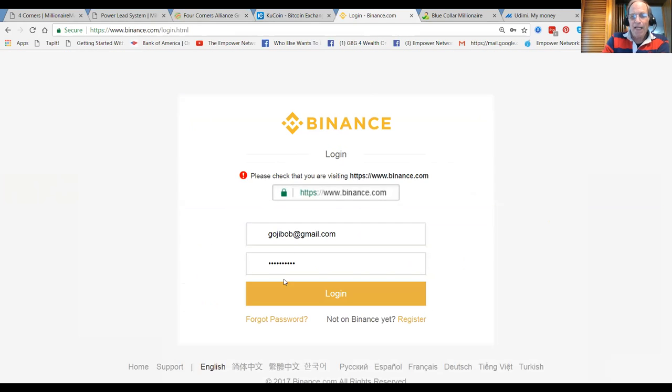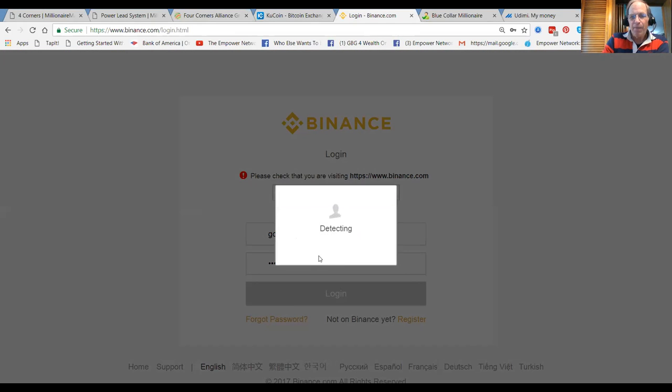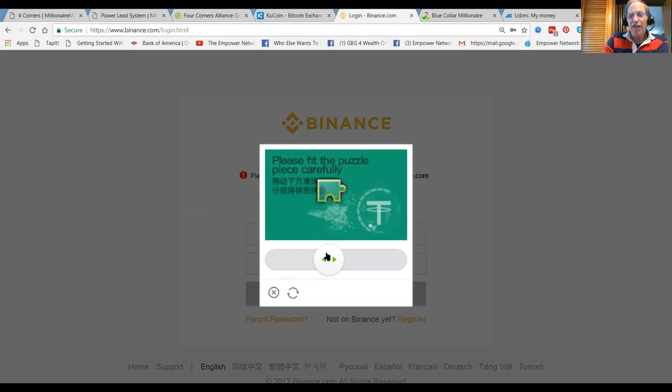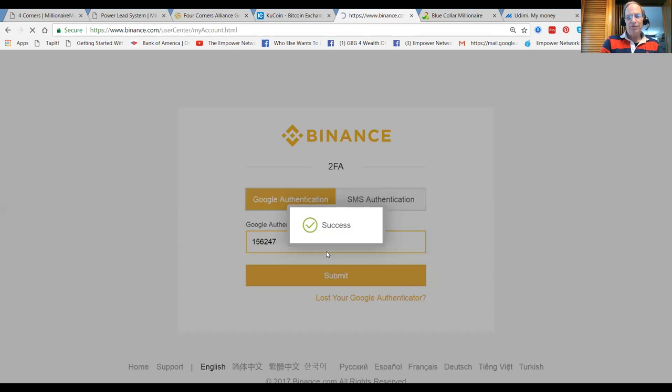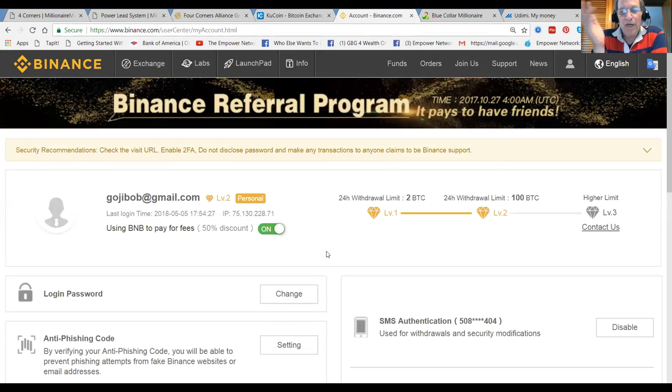Now, I've got an account here in Binance. You've got to first solve the puzzle, and then you've got to use what's called a Google Authenticator. So I've got a code here that's synced to my account. It makes it virtually impossible for anybody to hack your account, because of the double layers of security. And we're going to have millions, ultimately, become a crypto millionaire.